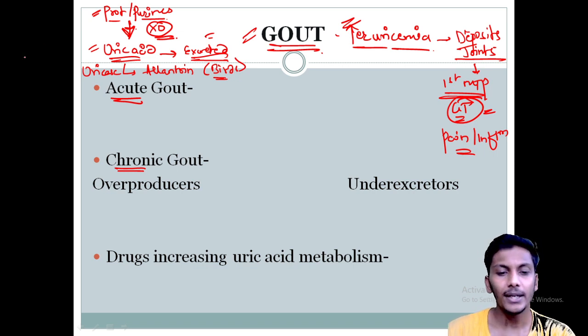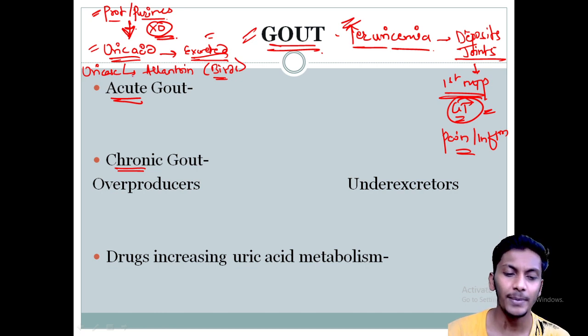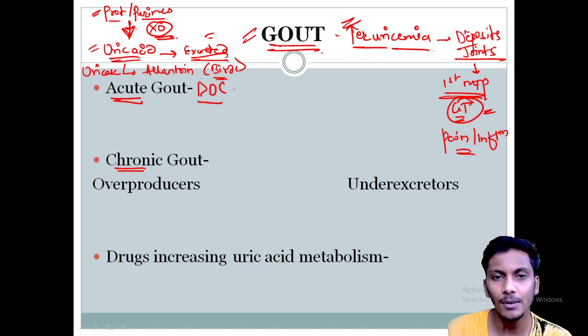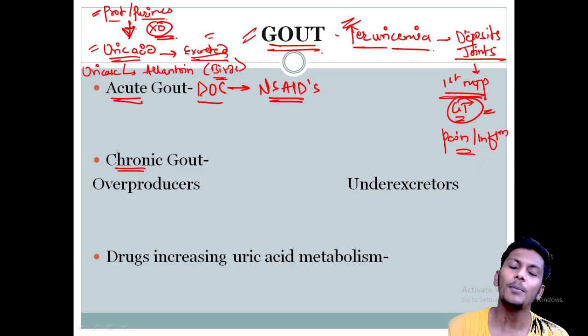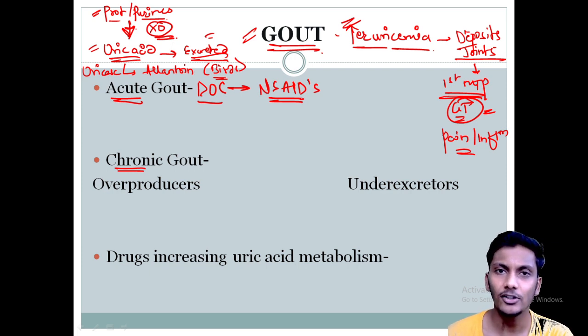So what happens in acute gout? What is the drug of choice if a patient presents to you in emergency with an acute episode of gout, with excessive pain? What is the drug of choice that you would prescribe to this patient? Please remember, the drug of choice in cases of acute gout is none other than NSAIDs, non-steroidal anti-inflammatory drugs. Our primary aim is to relieve the pain, to provide analgesia. Therefore the drug of choice for acute episodes of gout is NSAIDs.